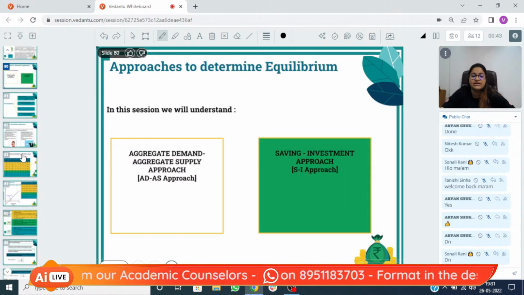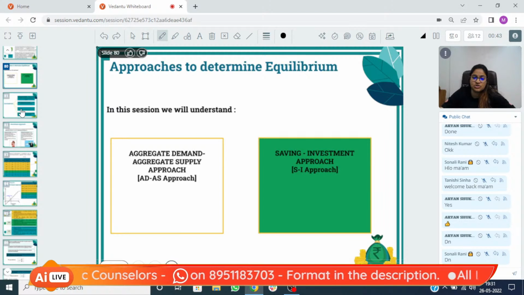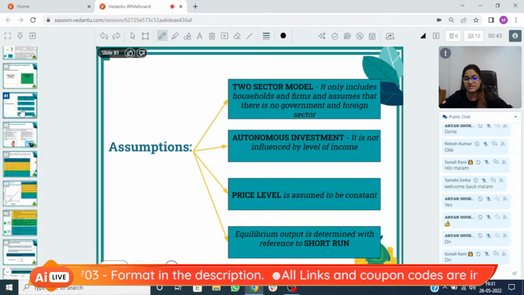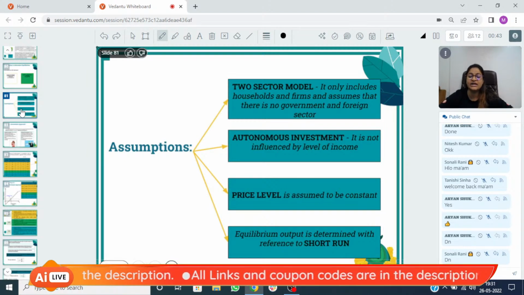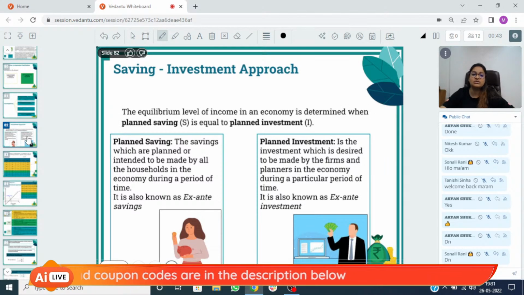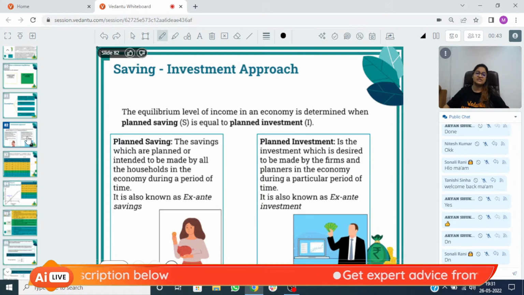Let's move ahead to the savings and investment approach. Again the same set of assumptions: two-sector model, autonomous investment, price level is constant, and equilibrium is in the short run. Now when we talk about the savings and investment approach, we have planned savings and planned investment.